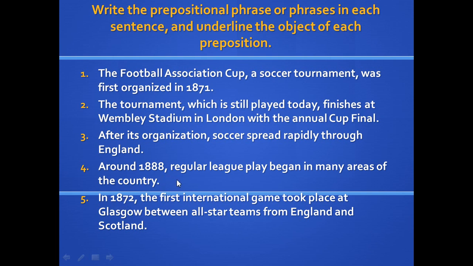In 1872, the first international game took place at Glasgow between all-star teams from England and Scotland.